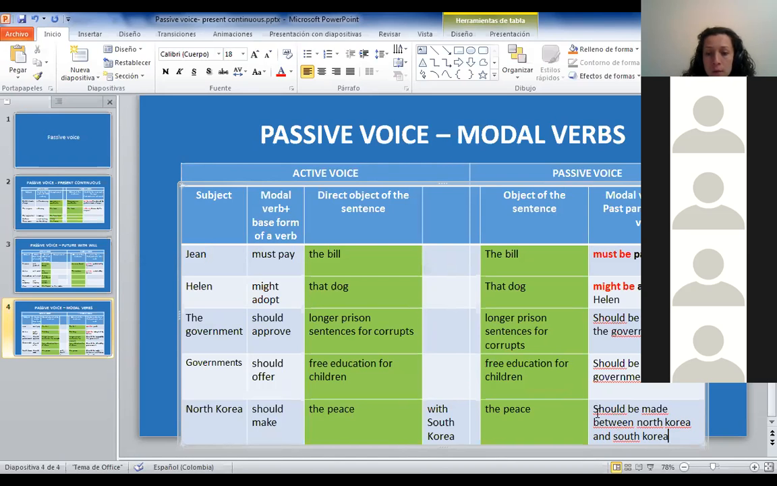Okay, do you have questions about this? Yes. Well, in this case, why is the word be changed by between? Should be made. Ah, okay, yeah. I got it. Okay. Let's work on another exercise to practice.